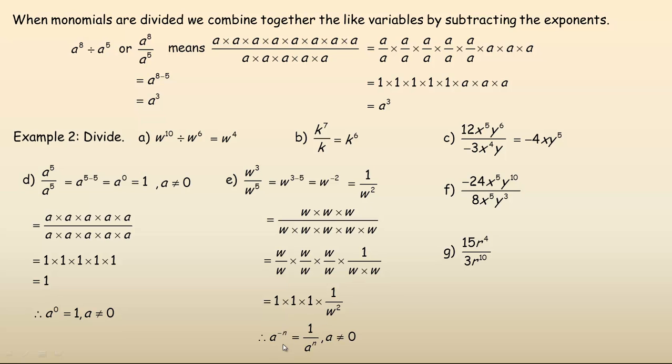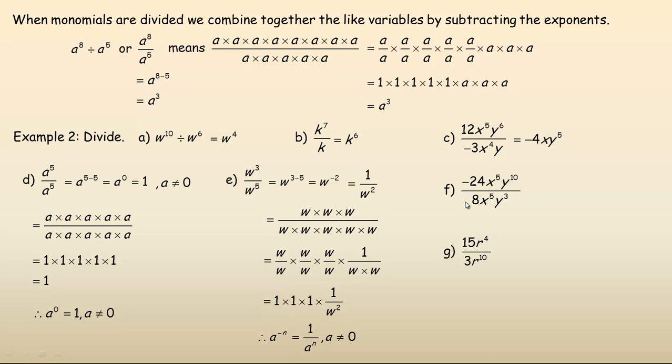So the general rule is this: a to the power of negative n, being the negative exponent, is equal to 1 over a to the n. So it's kind of like you take the power and you bring it down into the denominator and the exponent changes sign. And of course, again, the restriction is that that base can't be 0.